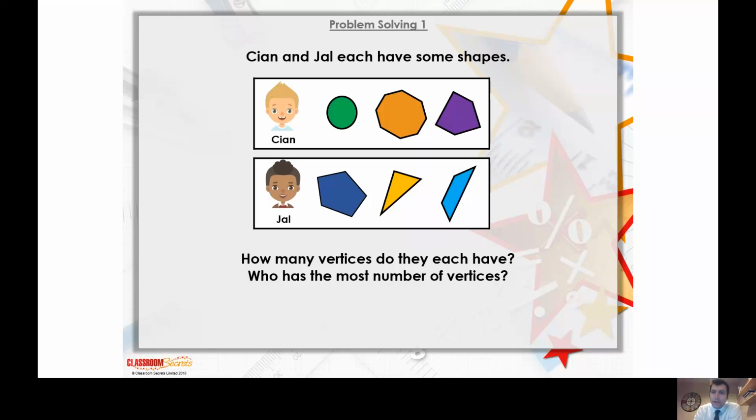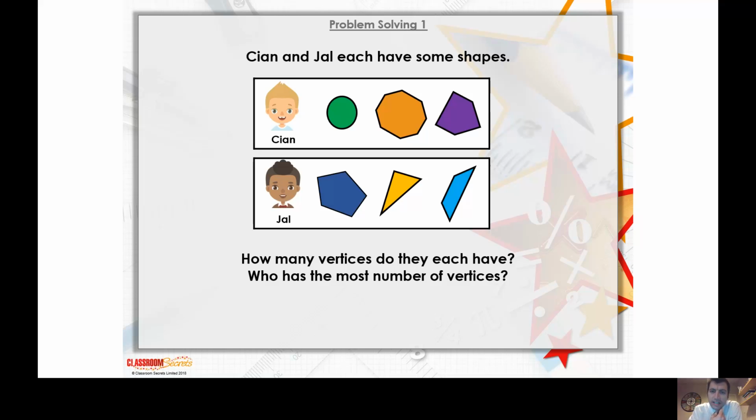those. Let's have a quick look at Chan and Jal before we move on. Now, we can see that they've got to identify how many vertices they each have. Okay, so see who's got the most. Chan's got a circle, an octagon, and an irregular pentagon. Jal has a pentagon, a triangle, and a trapezium. So see if you can identify which one has the greater.